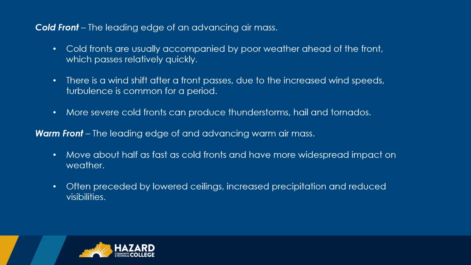A cold front is the leading edge of an advancing cold air mass. They are usually accompanied by poor weather ahead of the front, which passes relatively quickly. There is a wind shift after a front passes due to the increased wind speeds. Turbulence is common for a period. More severe cold fronts can produce thunderstorms, hail, and tornadoes.